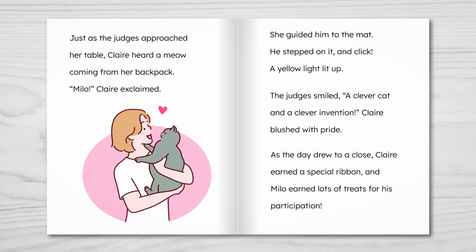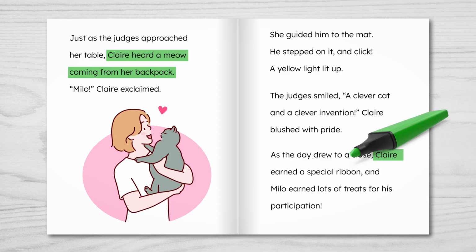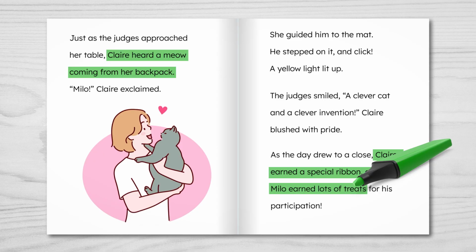There's one more story element here at the end. Did you spot it? It's the resolution. This is the part where the conflict is solved, like a happy ending or conclusion. And what was the resolution in this story? Milo comes back just in time for Claire to show the judges her invention. The judges are so impressed that they even give her a ribbon and some treats for Milo.